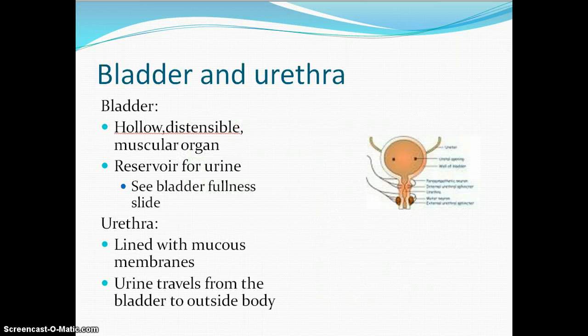Our bladder and urethra then, the bladder is just that organ that's able to stretch. It is the holding tank for urine, and we know that the urine holds so much, and then the person feels the urge to void.